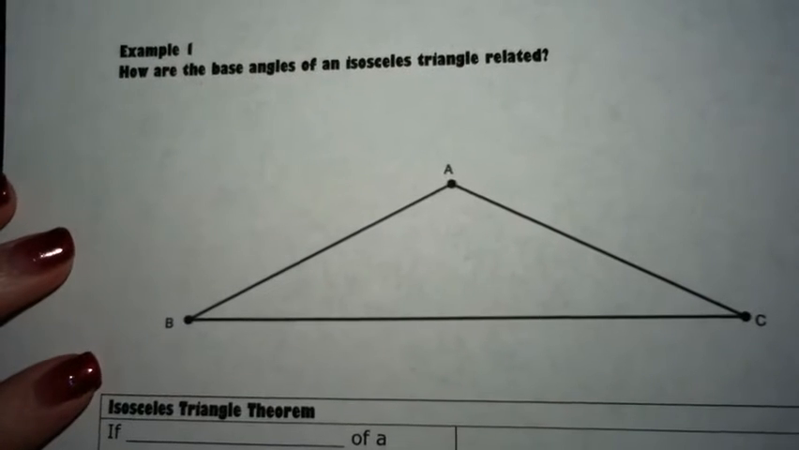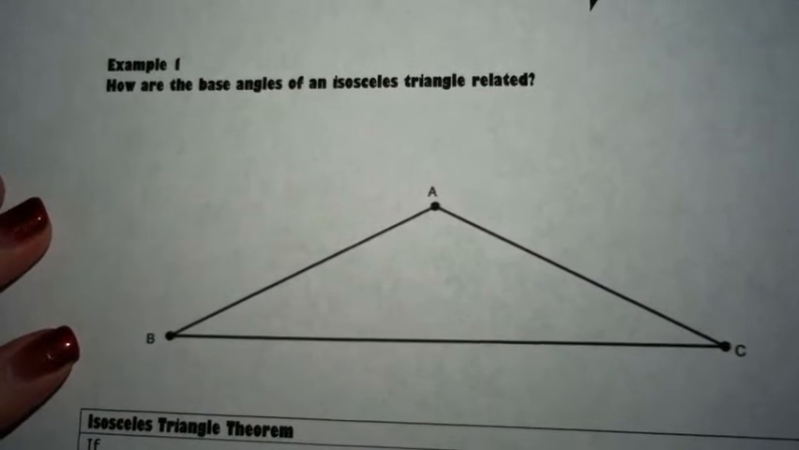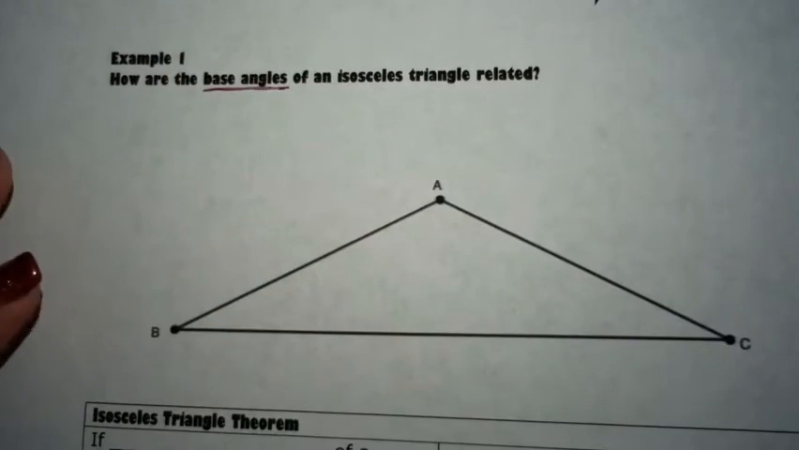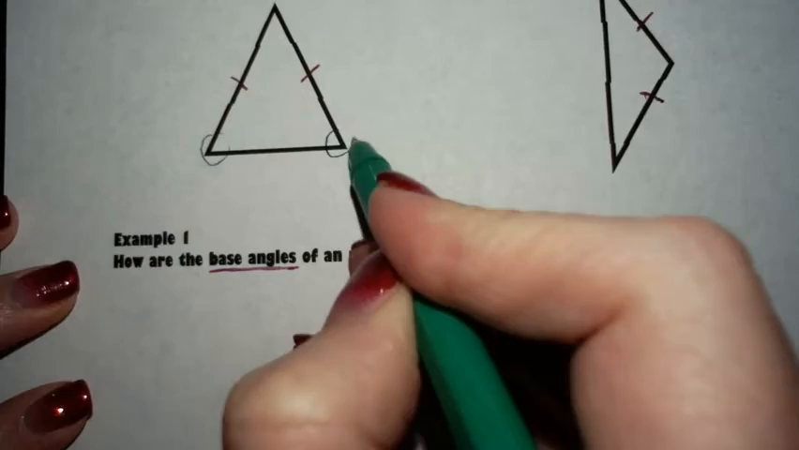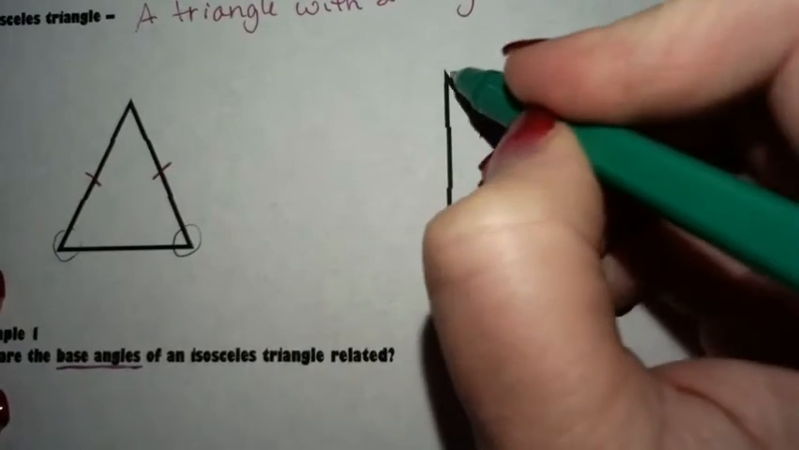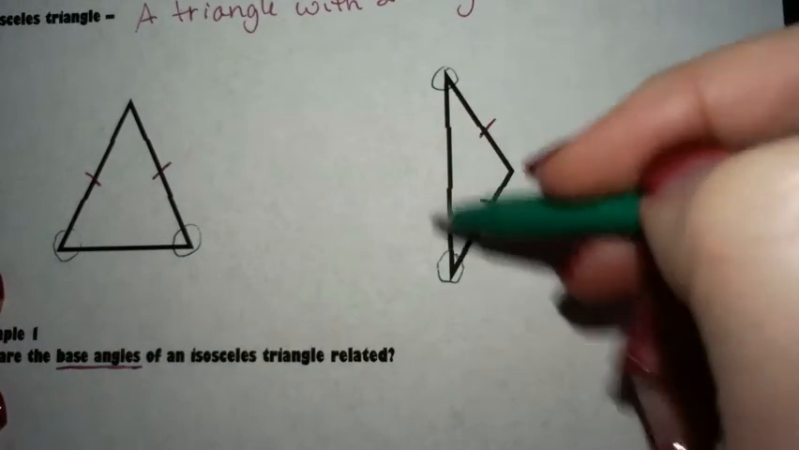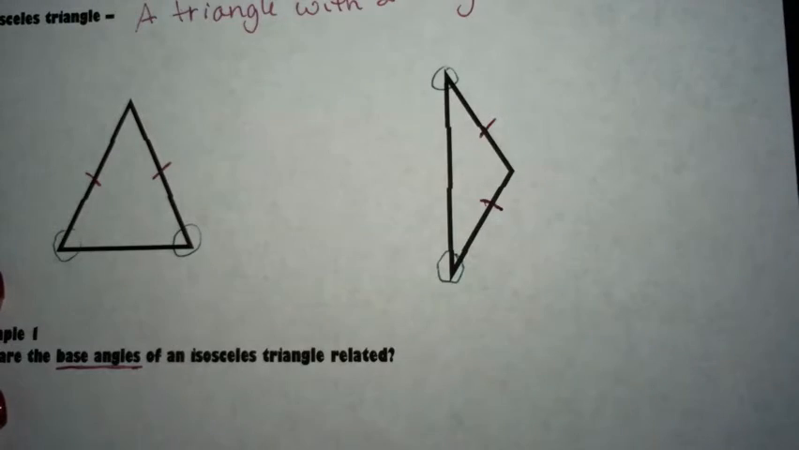We're going to look at the base angles in an isosceles triangle. The base angles, looking at these up here, are the ones that are opposite the sides that are congruent. So this would be a base angle, this would be a base angle, and this is a base angle, and this is a base angle. Even though this is not sitting on its base, those are still the base angles.